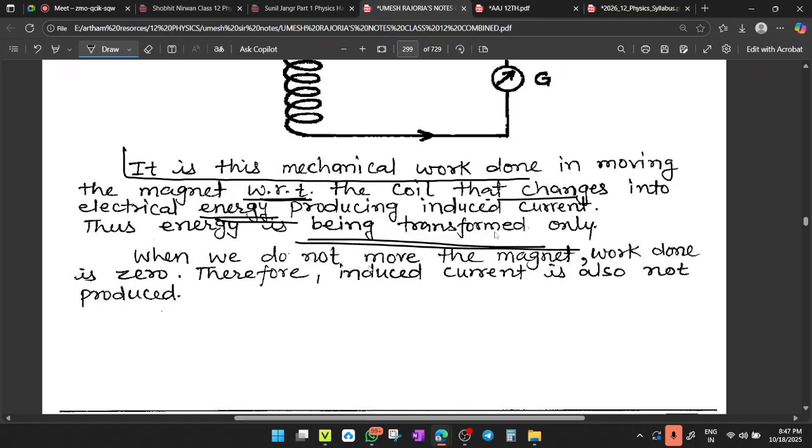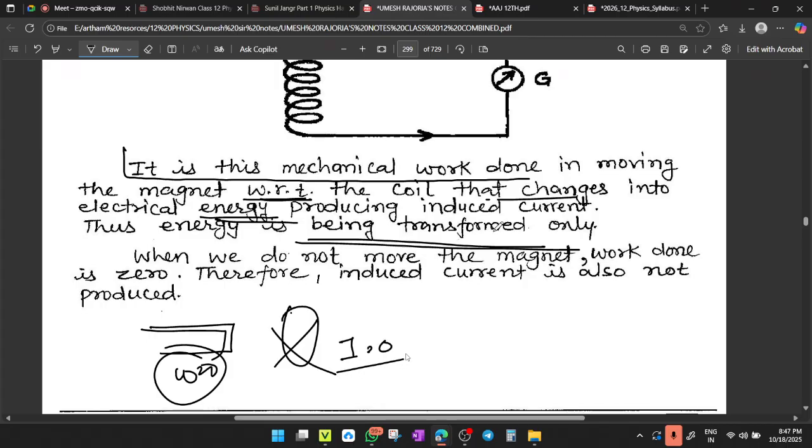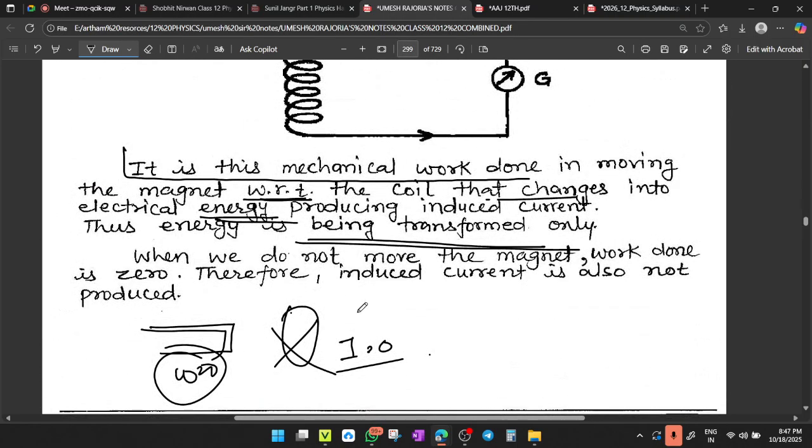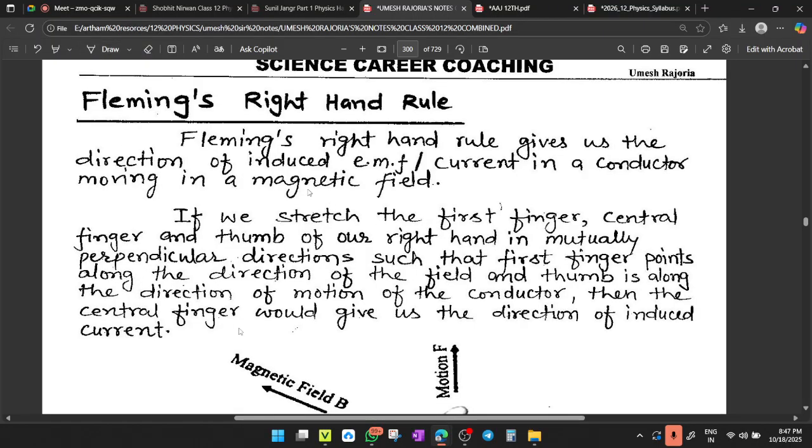When we do not move the magnet, work will be zero. Obviously, if you keep your magnet stationary, there is no movement, so your work is equal to zero, and there is no production of EMF. Yes or no? Induced EMF will be zero. This means it is an exact conversion of mechanical energy into electrical energy. Clear, beta?